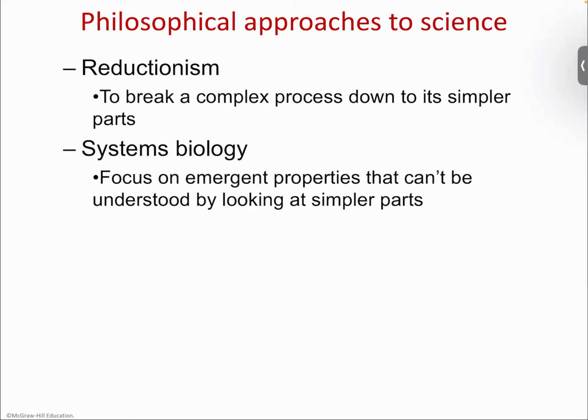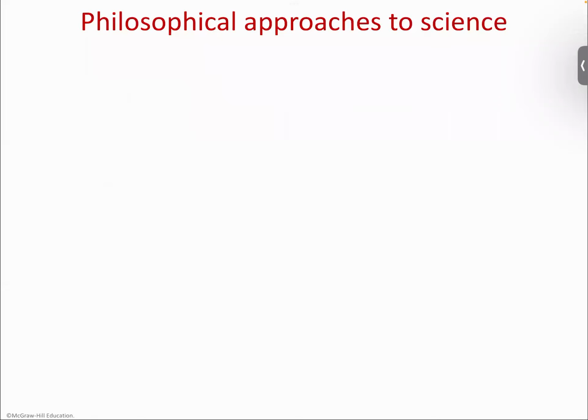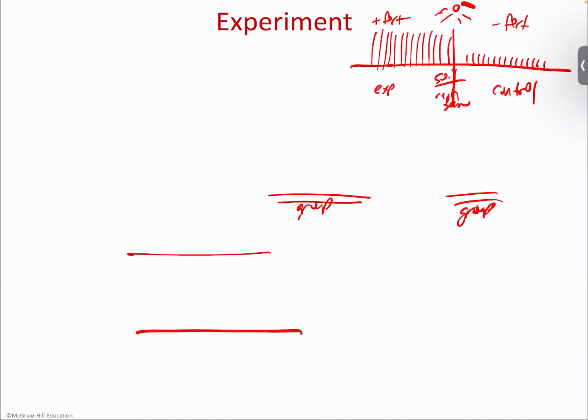We're hitting the last home stretch of chapter 1. We're still looking at some of the philosophical components of science. We talked a lot about some of the different approaches, and we talked about how to set up an experiment.